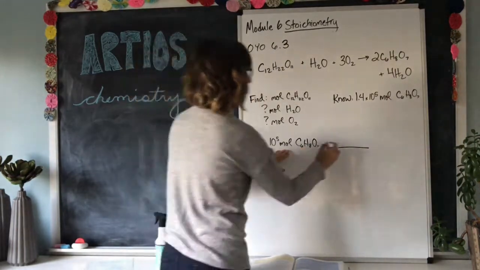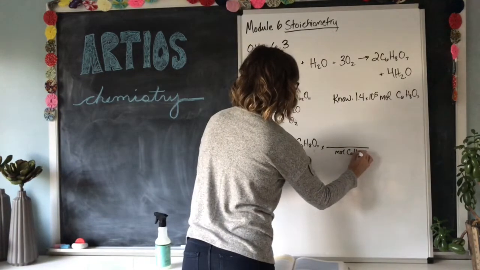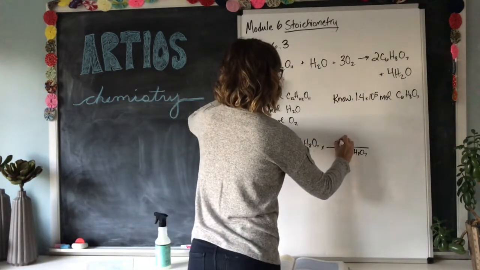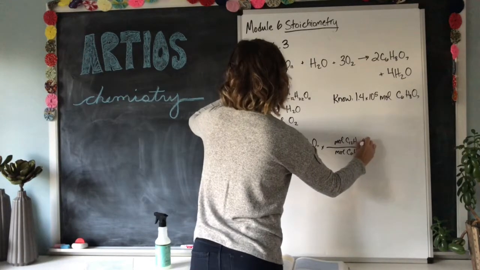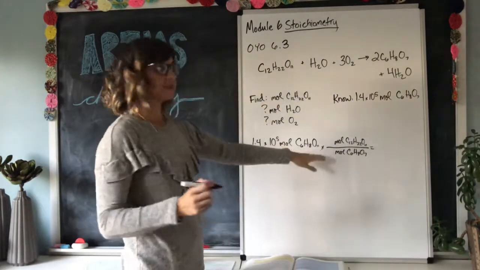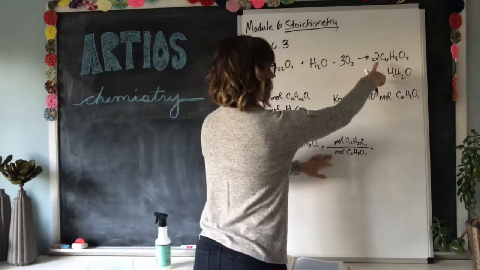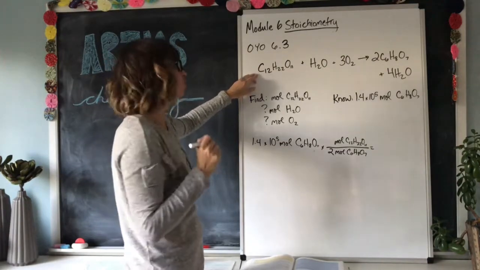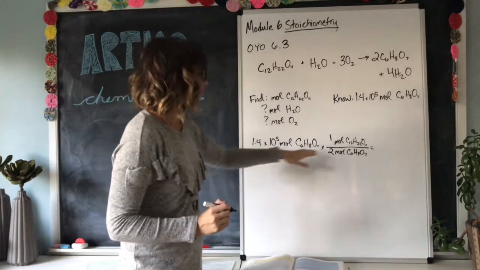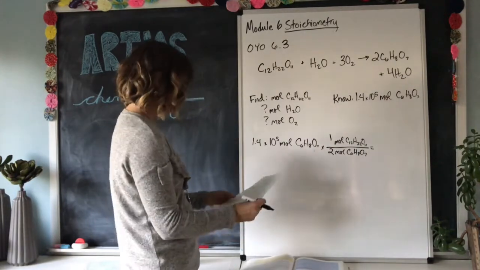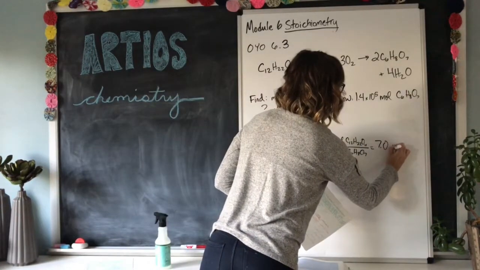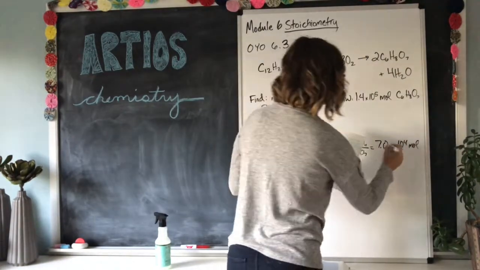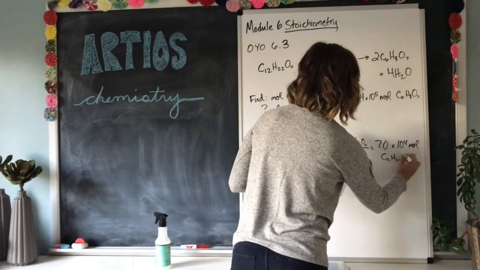Using the factor label method, we want moles of C6H8O7 on the bottom. And let's just start with our first reactant, C12H22O11. So we're going to figure out how many moles of C12H22O11 we need. Okay, so now plug in the numbers for the proportions. For every 2 moles of citric acid, we need 1 mole of C12H22O11. So 1 goes on the top. So we multiply or divide this out, and that answer would be 7.0 times 10 to the 4th moles of C12H22O11.